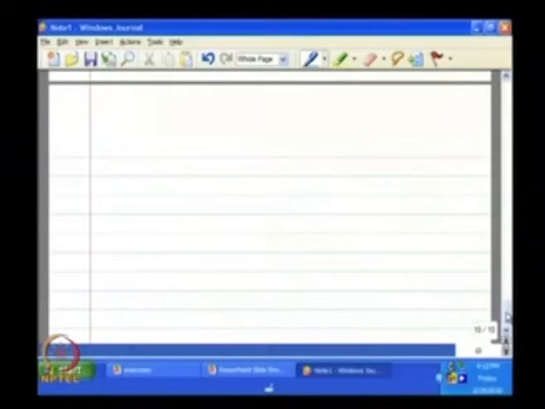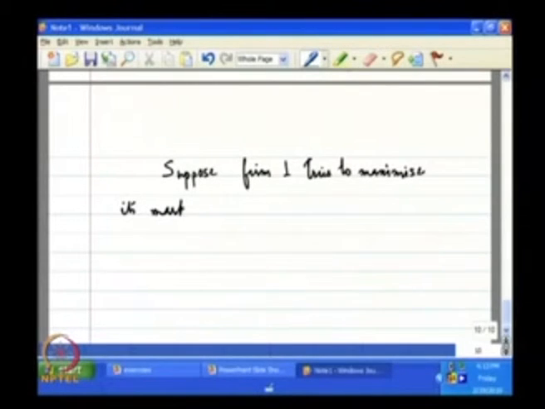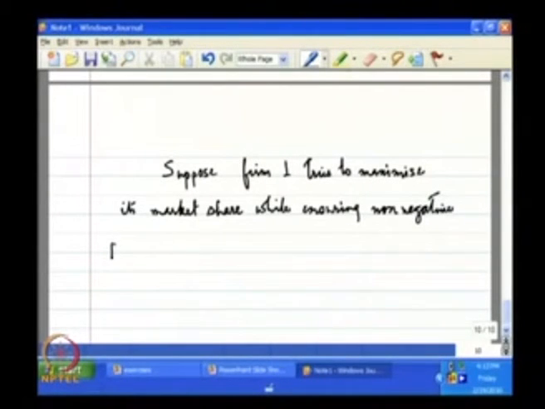We shall do some other properties of Cournot equilibrium. One exercise we are interested in: suppose firm 1 tries to maximize its market share while ensuring non-negative profits.